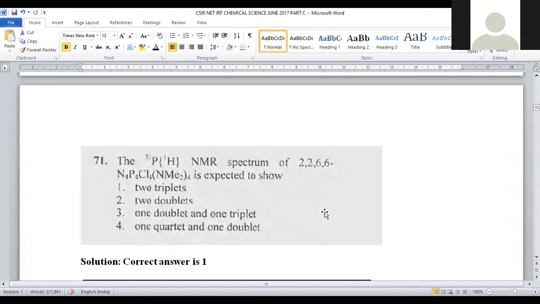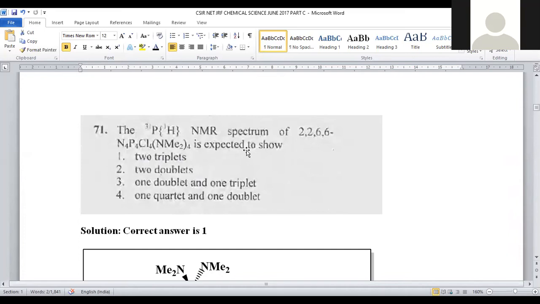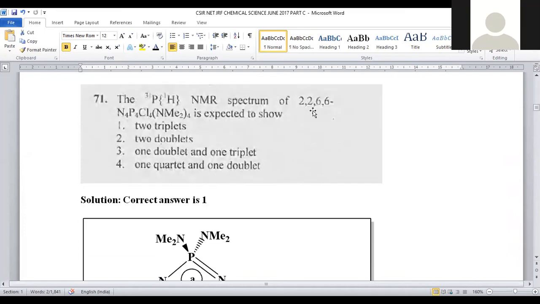Let us discuss question number 71. P31 NMR spectrum of 2, 2, 6, 6, N4, P4, Cl4, NMe2 taken 4 is expected to show. So here, P31 NMR. NMR is active when the I value is not 0. What is the selection rule for NMR? If the angular momentum I value is non-zero, those molecules are said to be NMR active. Here P31 is also one of the elements which is NMR active.